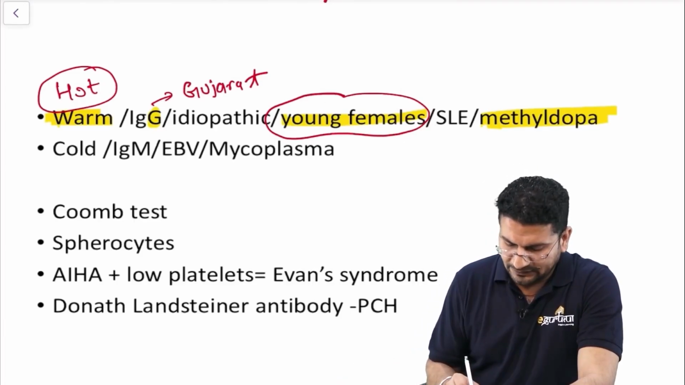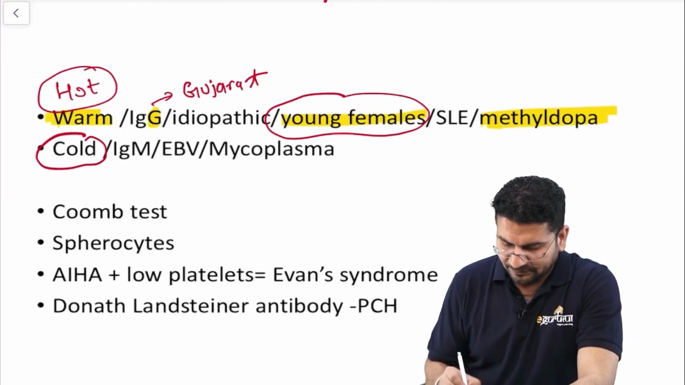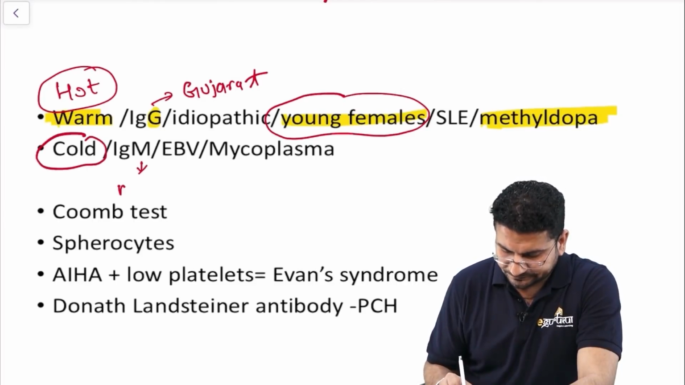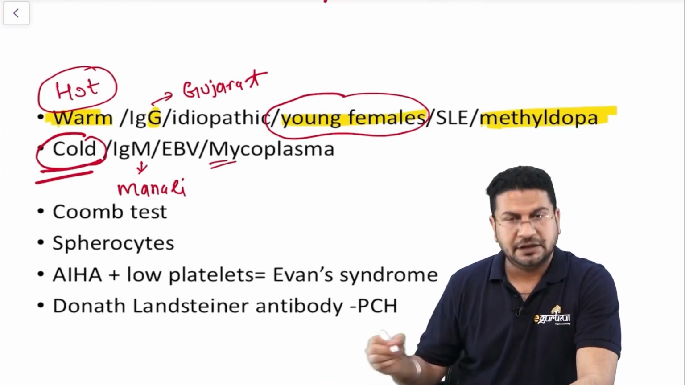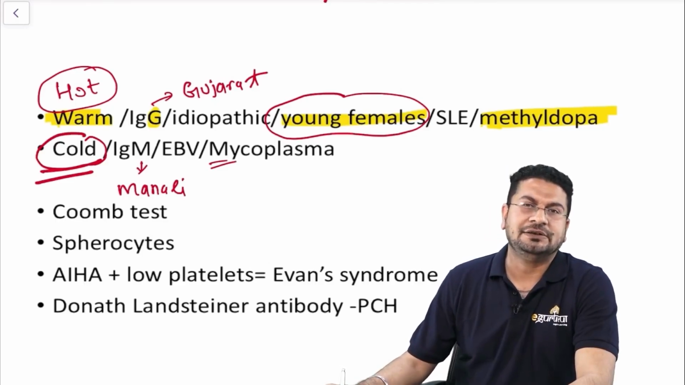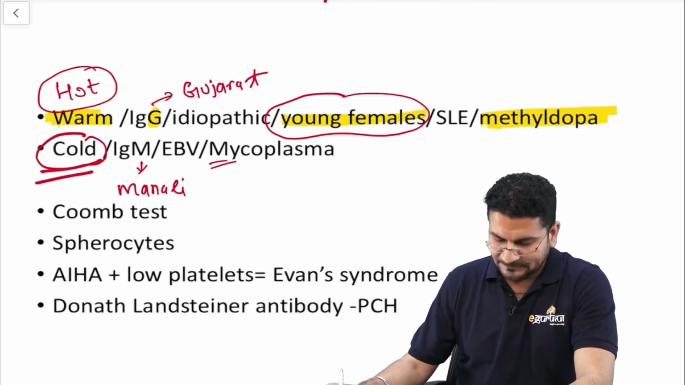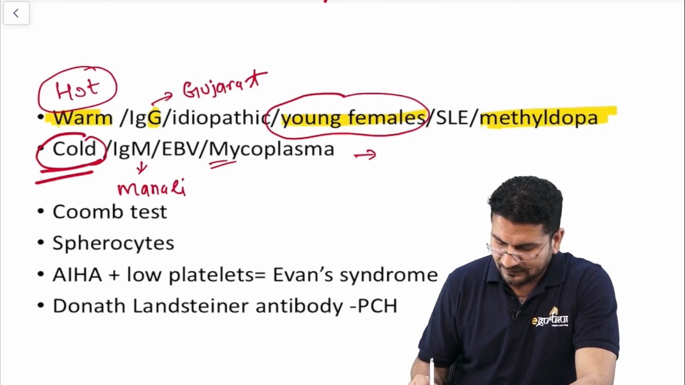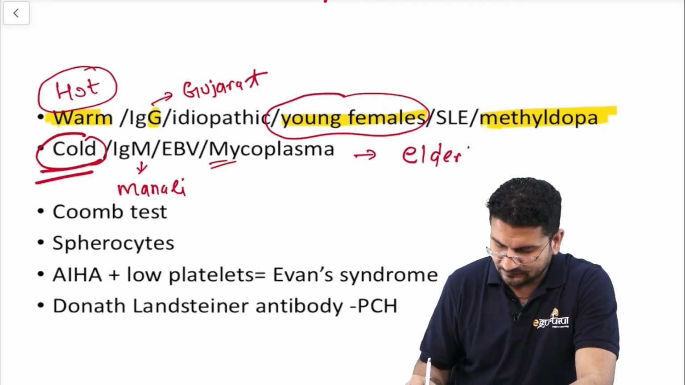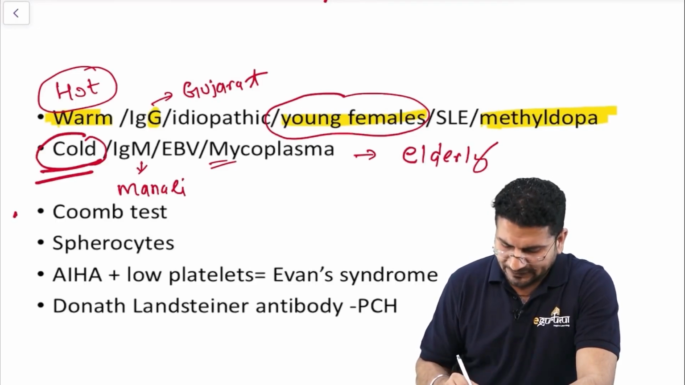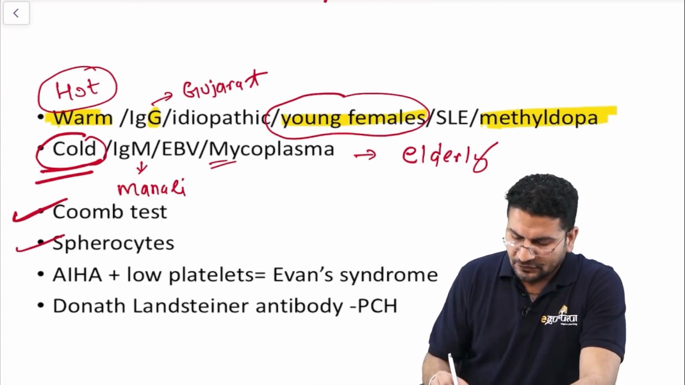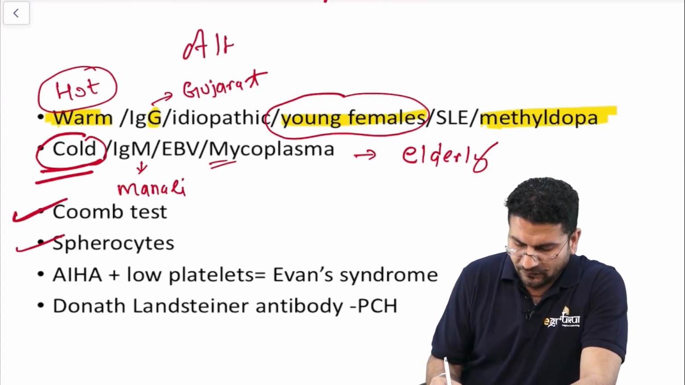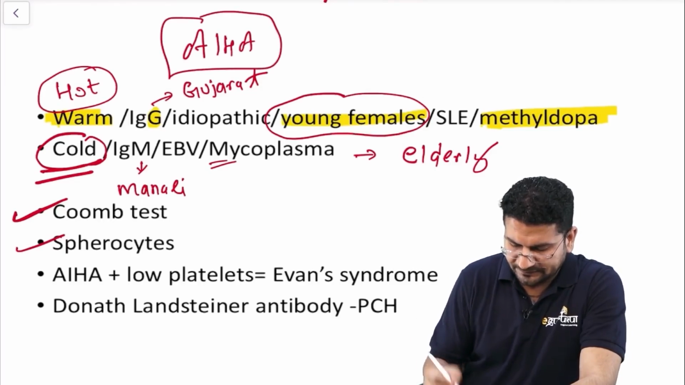If I say cold type, it means M for Manali, M for mycoplasma. Manali is in Himachal Pradesh, so you will see ice there, cold there. Cold type is seen where? In the elderly. You can diagnose by Coombs test. In peripheral smear you will see spherocytes. These are MCQs suggestive of autoimmune hemolytic anemia.